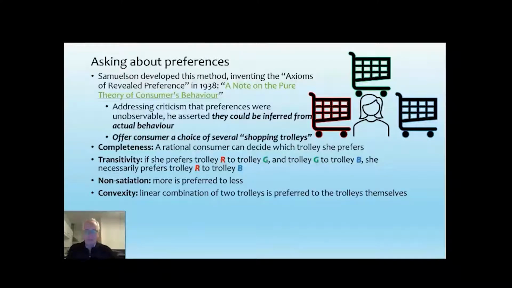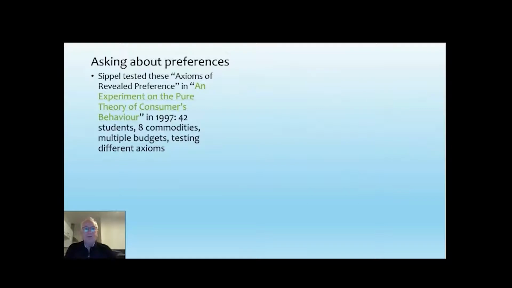And then convexity, and this is slightly complicated to think about, but a linear combination of two trolleys is preferred to either of the trolleys themselves. And that's because of the shape of your utility combination. If you have 2 points that you are indifferent to, and you can do a straight line combination of the 2, then that straight line will be above the utility given by the 2 points, and therefore you must prefer a combination above that line.